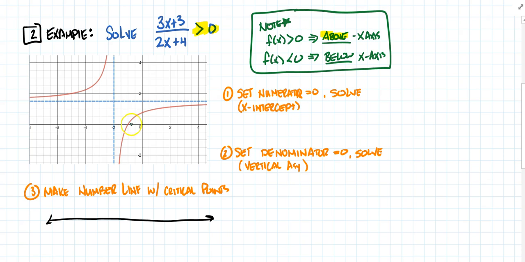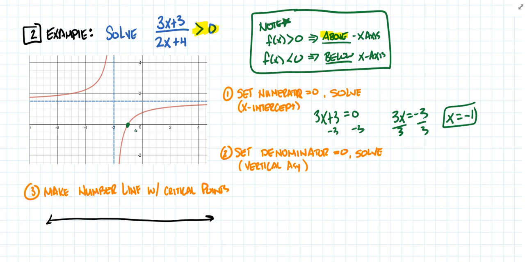Now I can see the x-intercept right now is at -1, but I'm going to go ahead and show you how to get it algebraically. We want to set the numerator equal to 0. So we're going to set 3x plus 3 equal to 0, and we're going to solve. I'm going to subtract 3 from both sides, so 3x is equal to -3. Divide by 3, so x is equal to -1, which is clearly indicated on the graph, but that's our first critical point, finding the x-intercept.